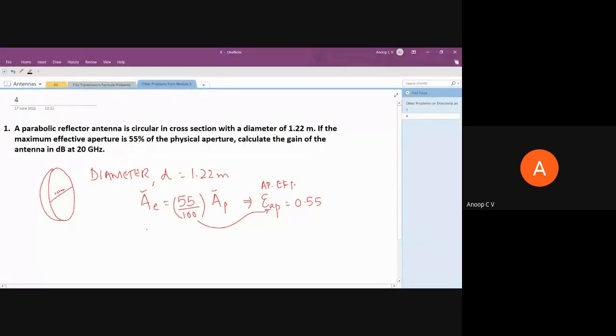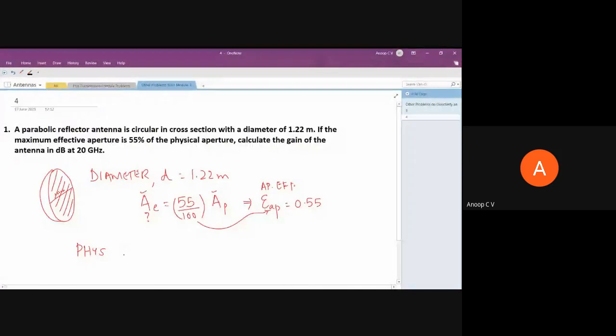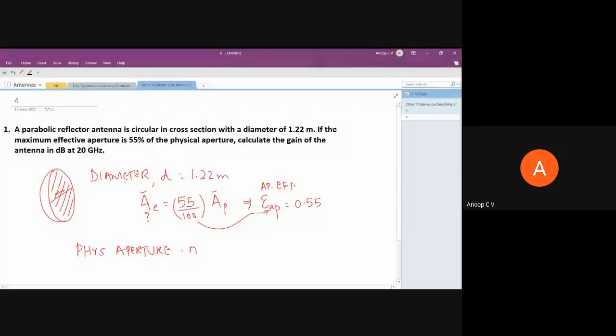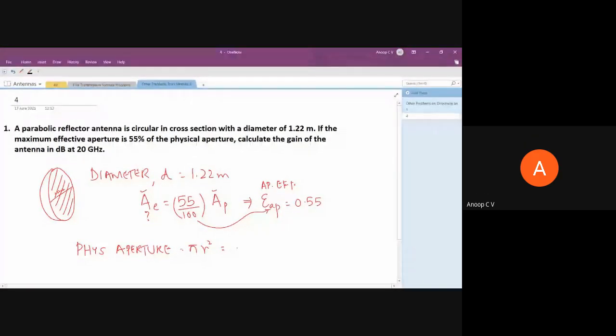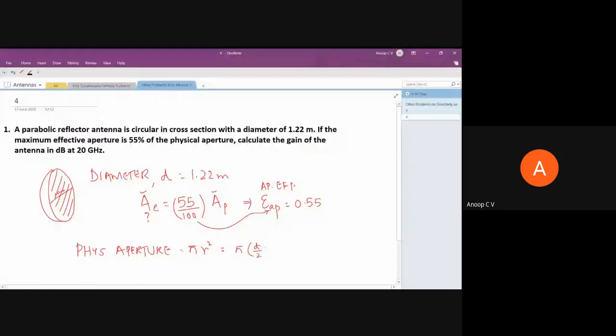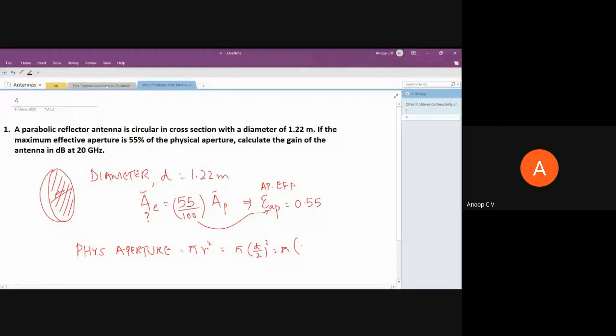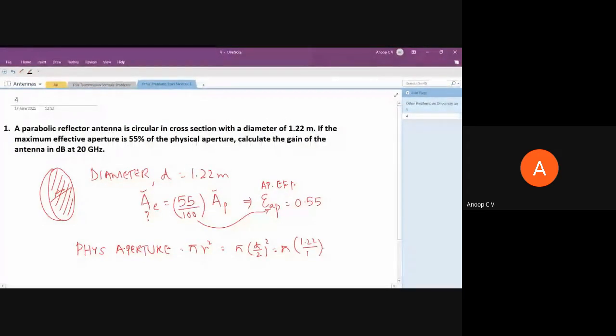We don't know what AE is, but the physical aperture can be found. That is nothing but the actual area of this dish. It is a circular cross section, so the area will be pi r square, that is pi times D by 2 the whole square, that is pi times 1.22 by 2 the whole square.